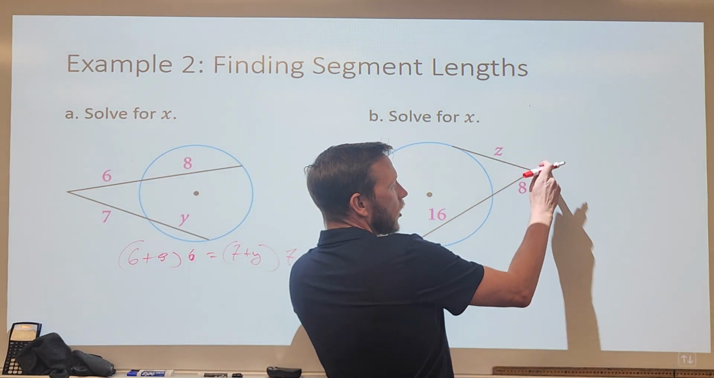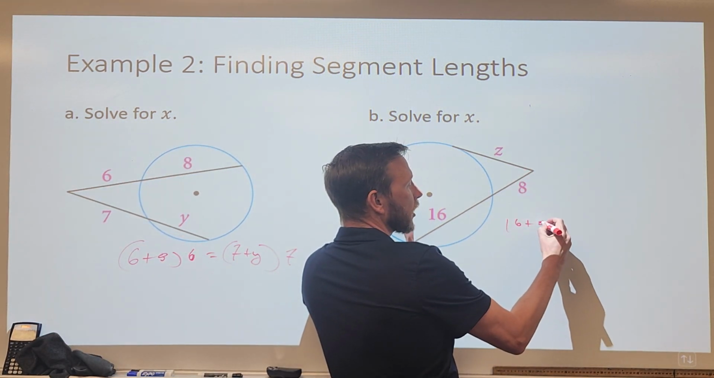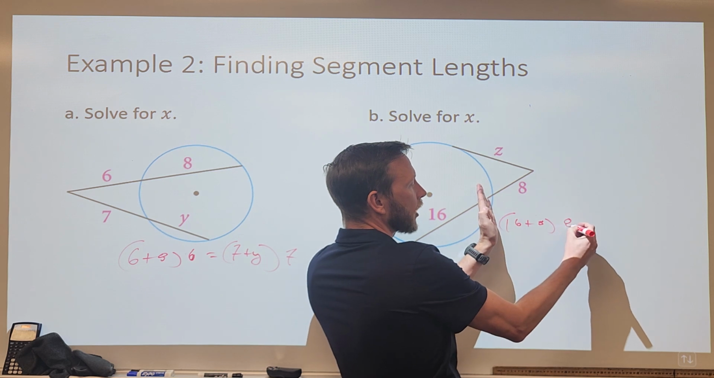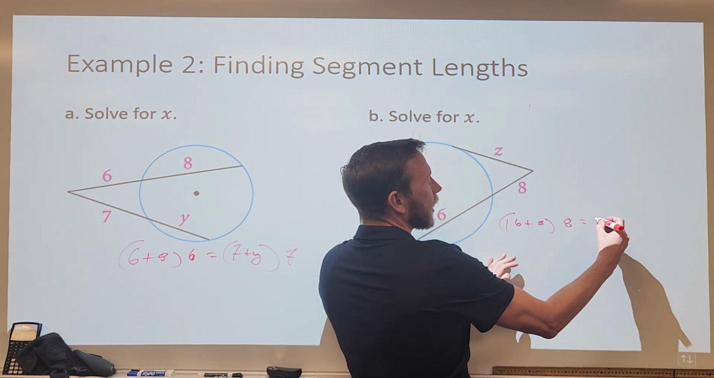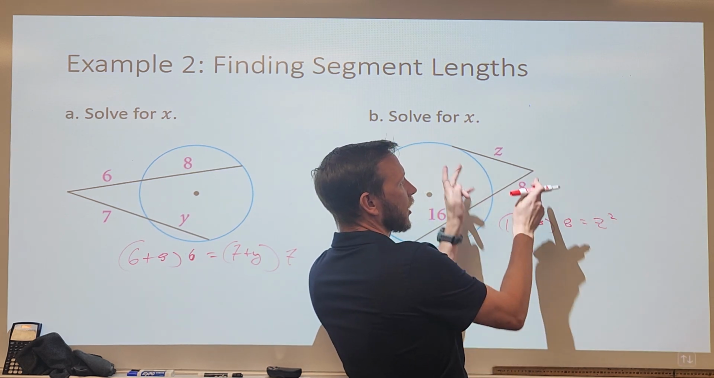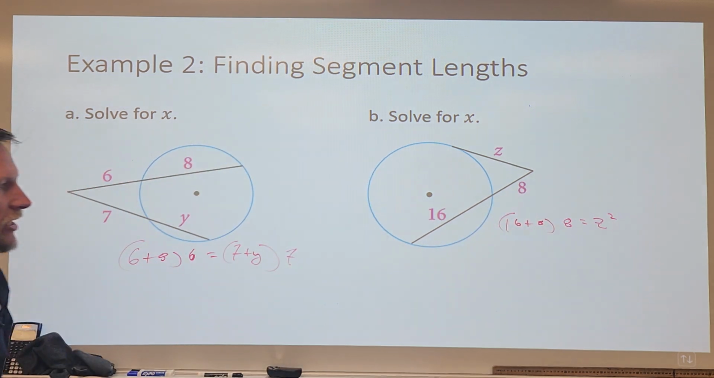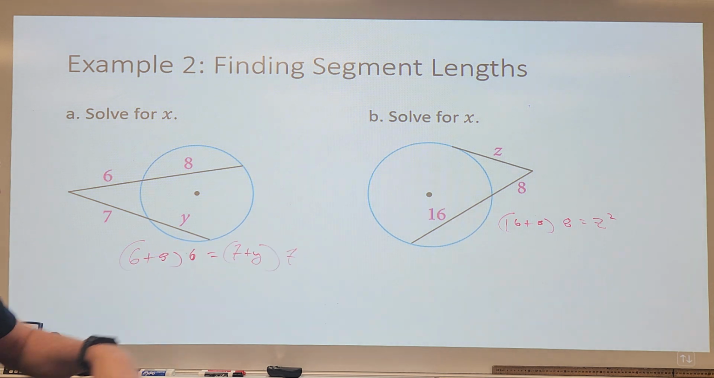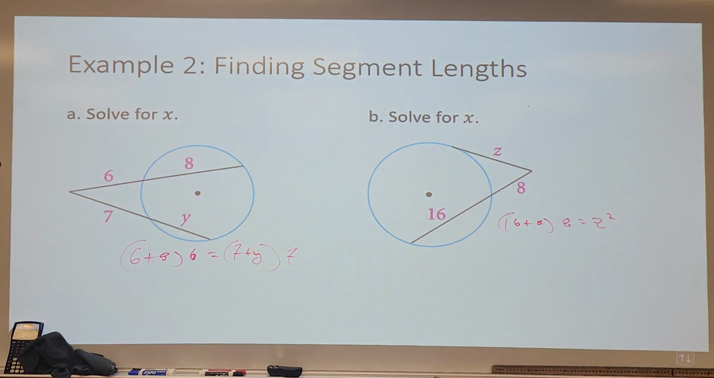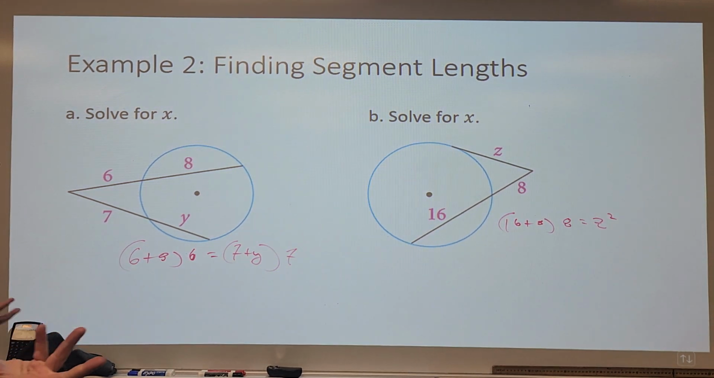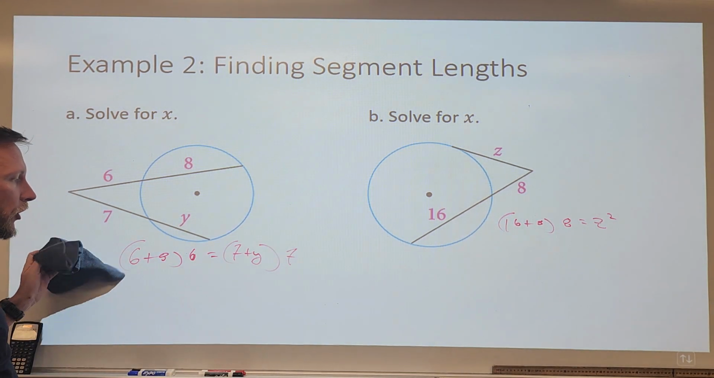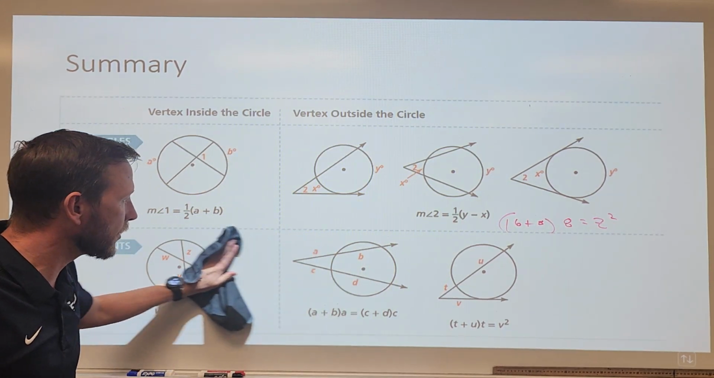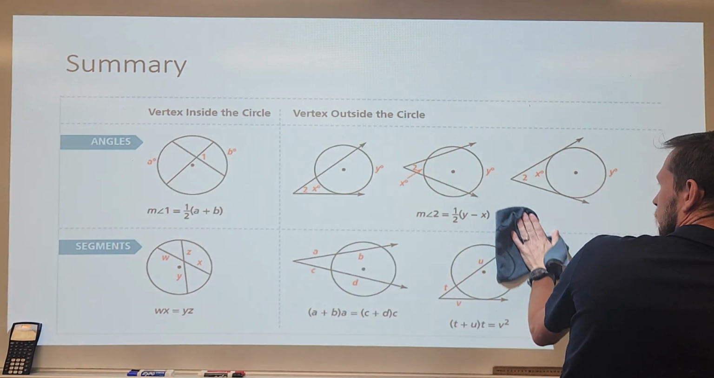Over here, the full length, 16 plus 8, multiplied by the part that's outside, 8, is going to equal the full length times the part that's outside, which is the same, z times z, so we get z squared. Go ahead and do your best to solve that equation. If you need to write that in simplest radical form, then do that. But that's it. And so we have this great summary on the last slide that can help you keep things straight. You finish all that algebra, you solve all those equations.